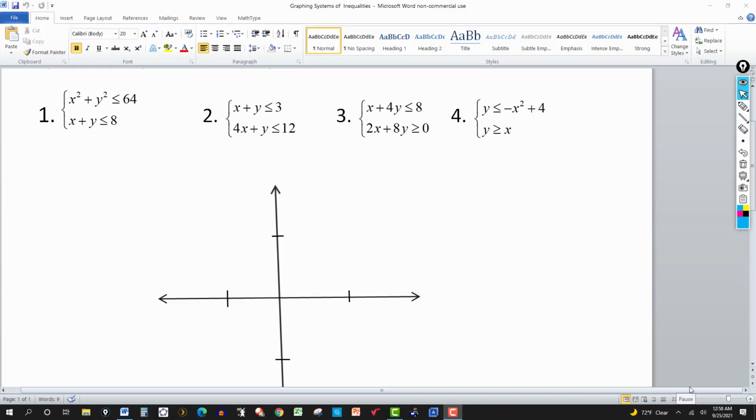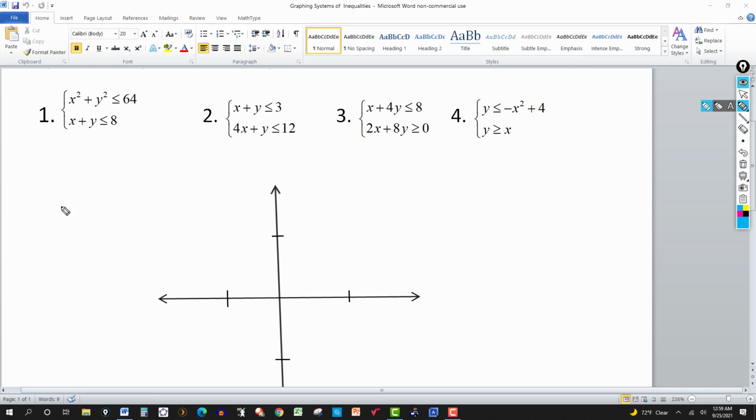This will be a follow-up video on the one I did earlier dealing with graphing of linear and nonlinear inequalities. In this case we have systems of inequalities, and they could be linear, they could be nonlinear, or they could be a combination. So in this case we look at the first one. We have x squared plus y squared less than or equal to 64 and x plus y less than or equal to 8.